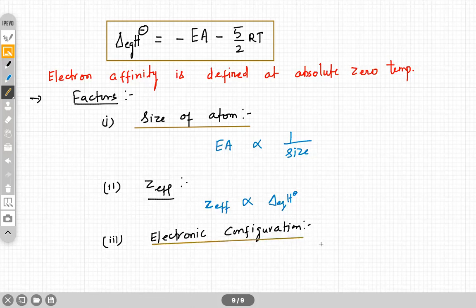Electronic configuration. Write down the elements with half filled or full filled orbitals. EA is opposite of delta. I'll tell you, just this point you write down, Himanshu will explain that.